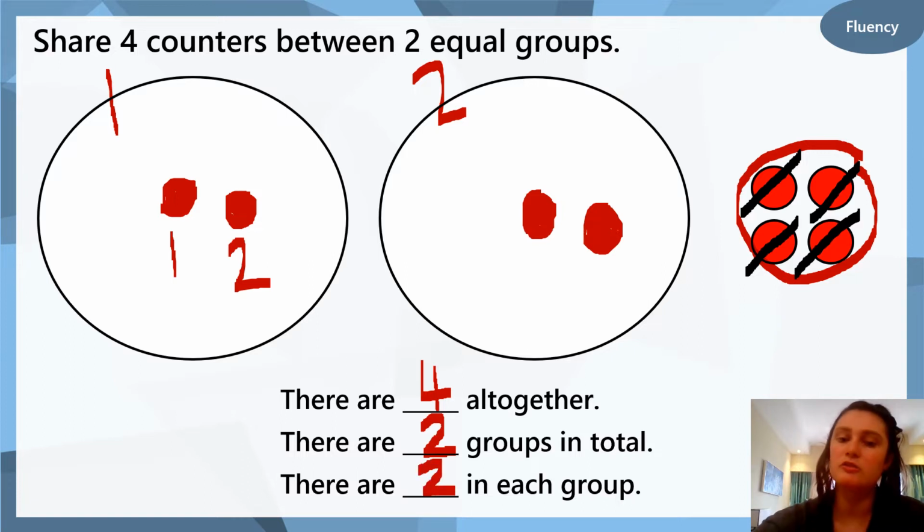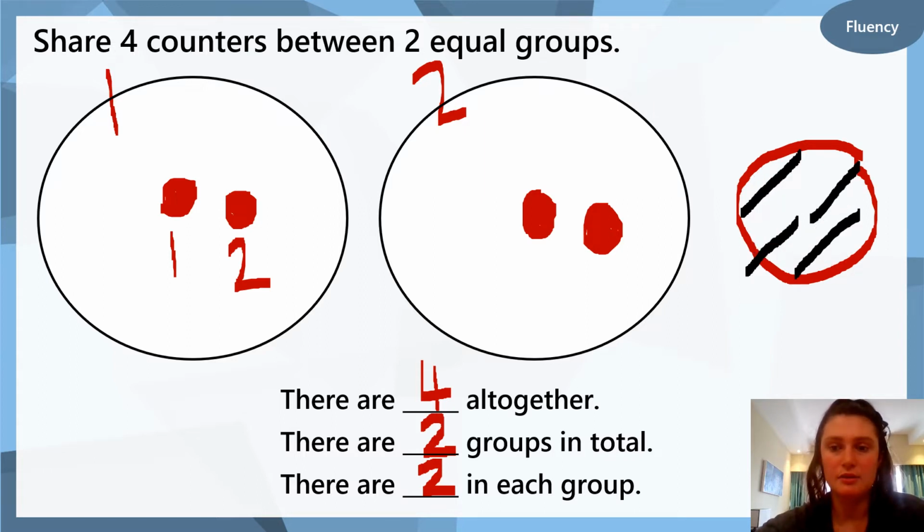Very good. So for these questions we need to know the total, how many groups, and how many counters in each group. What you can do at home is if you have counters, you can put them into the groups yourself to make it a bit easier. Otherwise, you can have a look at the video and you can put the counters into the groups on the video by drawing the circles.